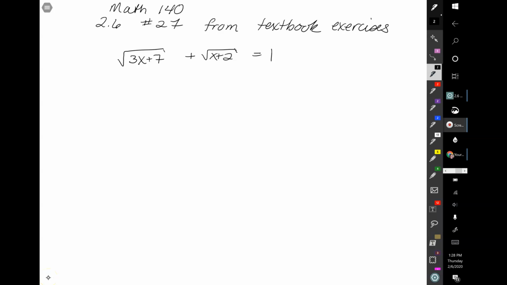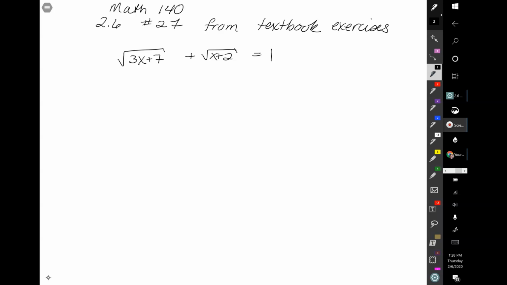Hi everyone, I'm doing this video upon request to be similar to number 11 on homework 4, the paper homework, in the second portion, second part of 2.6. So this is a radical equation where we have two radicals.